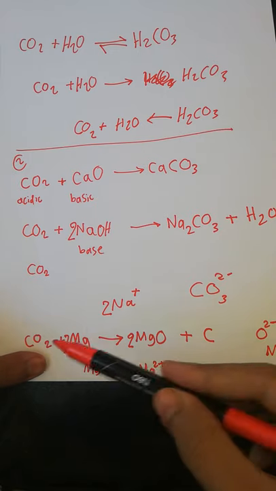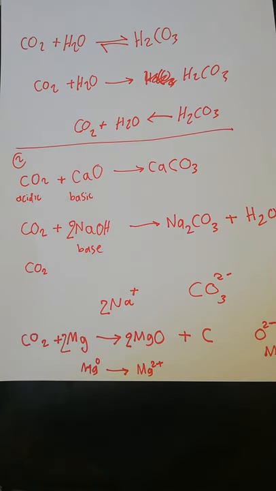So carbon dioxide at high temperature, في درجات حرارة عالية, behaves like an oxidizing agent, يتصرف كعامل مؤكسد. على العكس من carbon monoxide, it's a reducing agent, الكربون مونوكسيد يكون عامل مختزل.